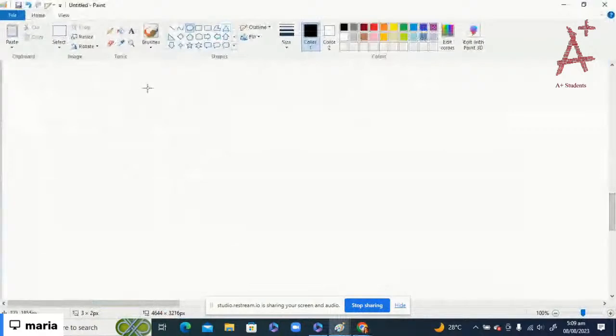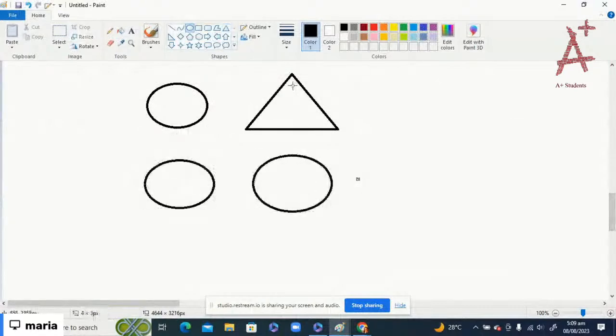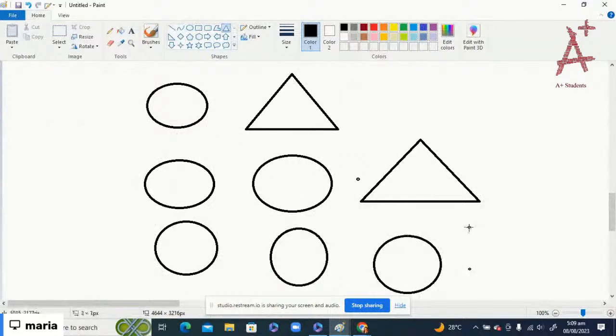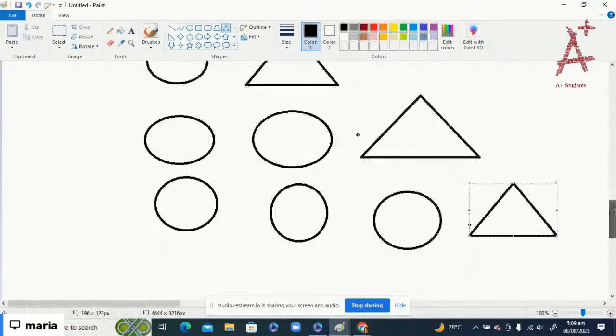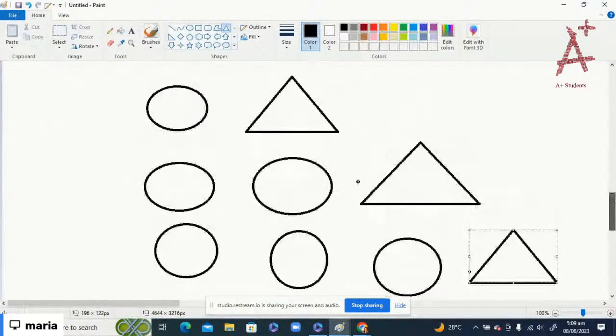For example, here is a circle, and then here is one triangle. That is the first row. Here are two circles, then one triangle. Again, now here are three circles, and then comes a triangle. What's the next row? Are you guys telling me what's the next row?